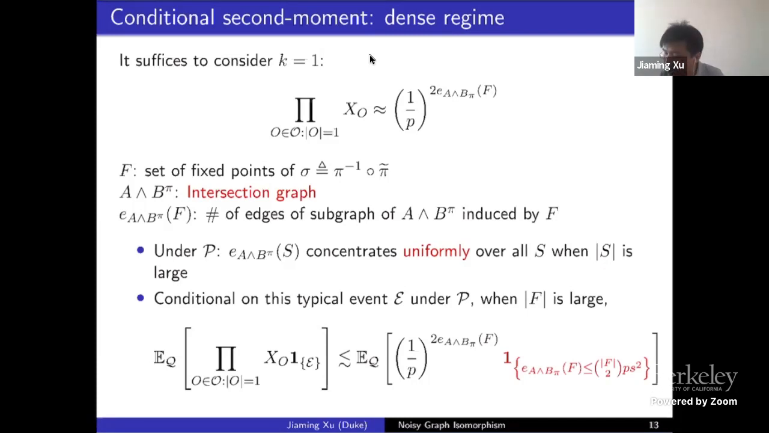So now we can condition on this typical event under P, and when the cardinality of the fixed points is large, then by putting an indicator here, this naturally induces a control over the maximum possible value of the number of edges induced by F. And then you can compute this calculation, and that's how we prove the result in the dense regime.